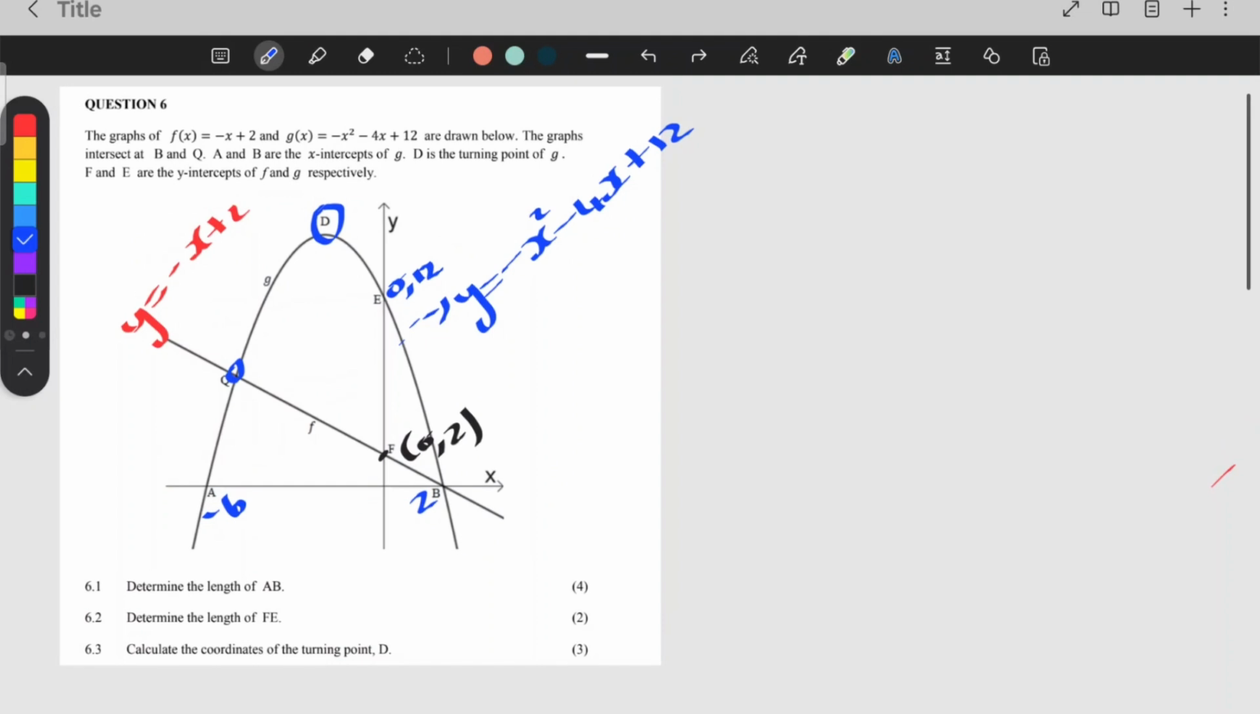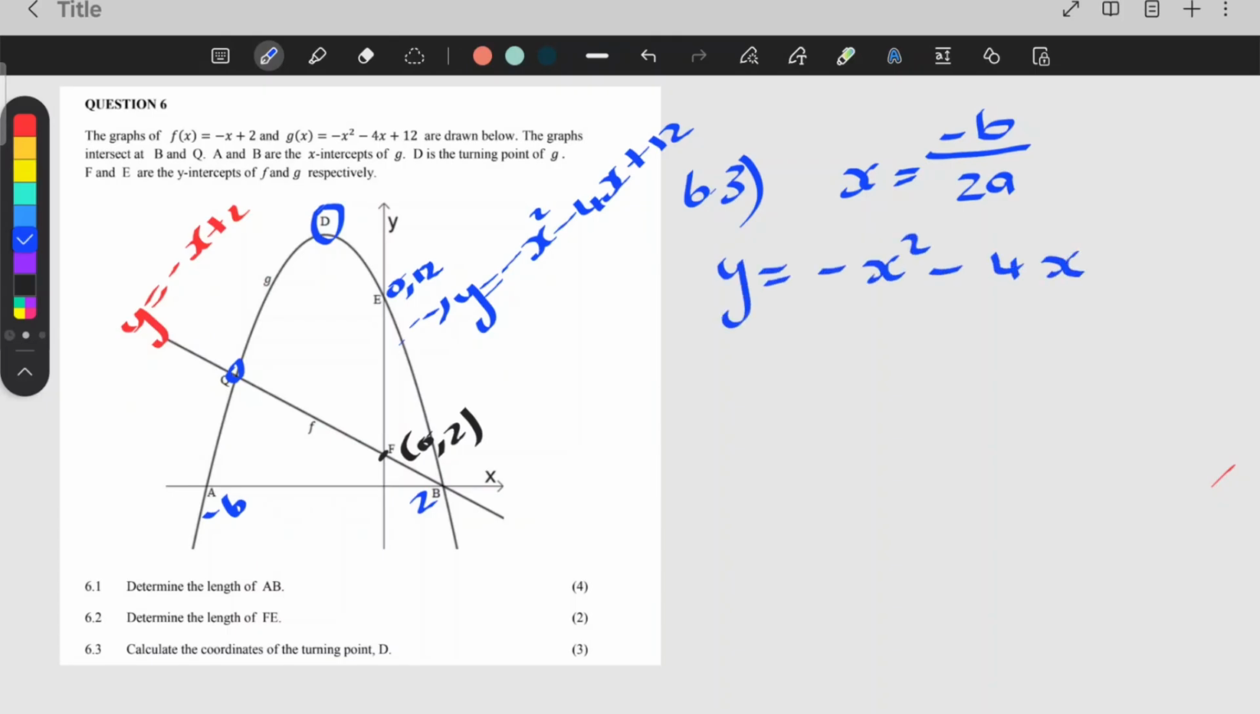Okay, 6.3 says, calculate the coordinates of the turning point D. So D is the turning point of the parabola. Do you see? There's D. So to get the x value of the turning point, we say x is equal to minus b over 2a. So when you look at the equation of the parabola, we're going to say x is equal to minus b, the number in front of x, over 2a. A is the number in front of x squared, so that's a negative 1. You put that all on your calculator, and I get that answer to be negative 2.